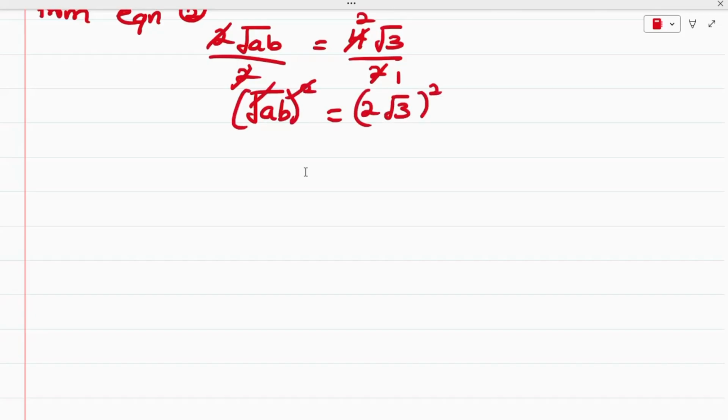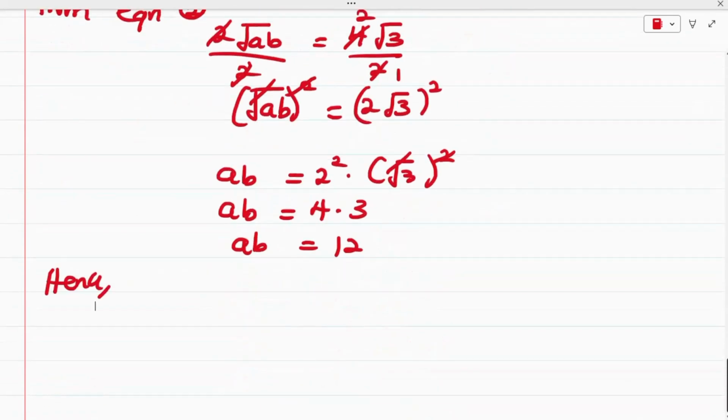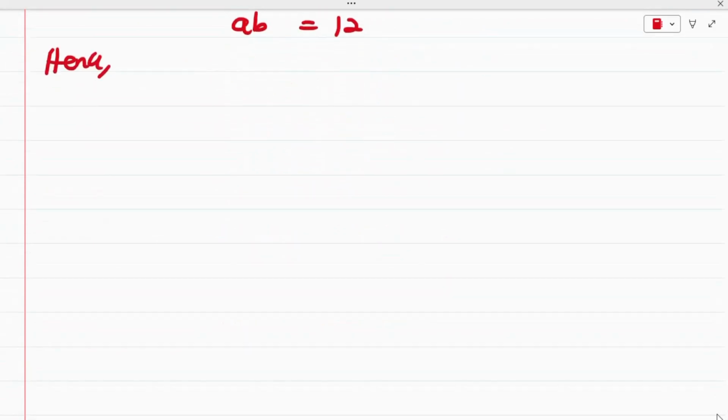So this is going to cancel out this. We have that ab is equal to 2 raised to the power of 2, multiplied by the root of 3 raised to the power of 2. ab is equal to 4, and this cancels out this, we have 3. So we have that ab is equal to 12. Hence, we already know that a plus b is equal to 7. So from here we have that a plus b is equal to 7 and ab is equal to 12.